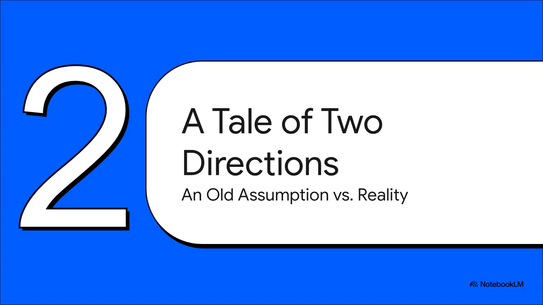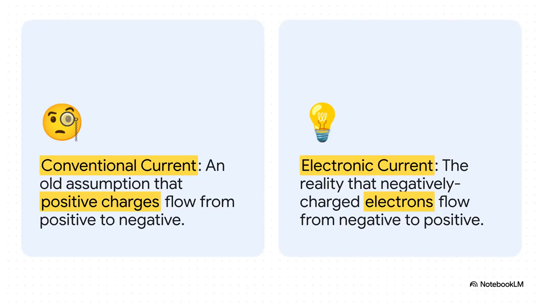Okay, so this is where we hit a really common point of confusion, one that trips up even science students. Which way is the current actually flowing? Well, believe it or not, the answer is kind of complicated. Yeah, this slide gets right to the heart of a major historical mix-up. See, way back in the day, scientists like Ben Franklin just assumed that it was positive charges that were moving. So they defined conventional current as flowing from the positive terminal to the negative one. Makes sense. But they were wrong.